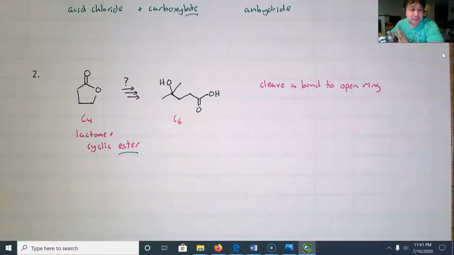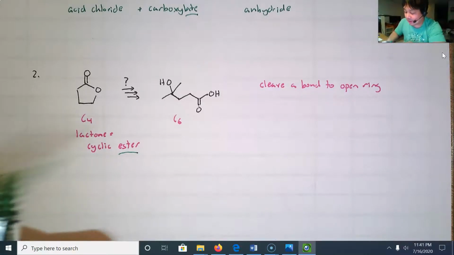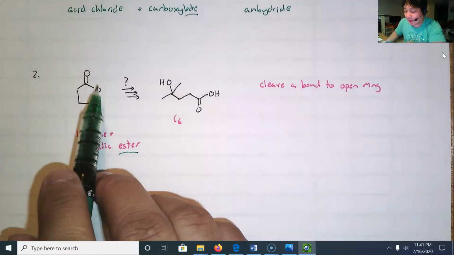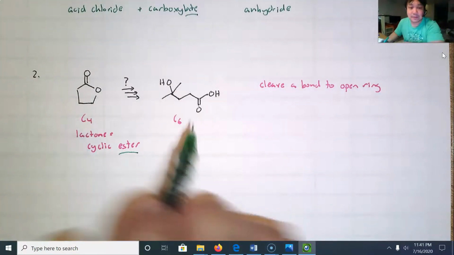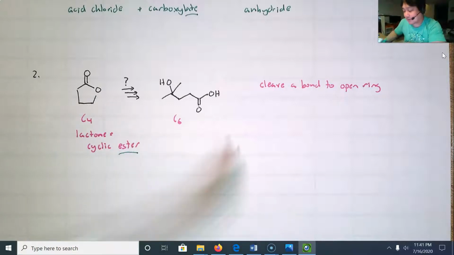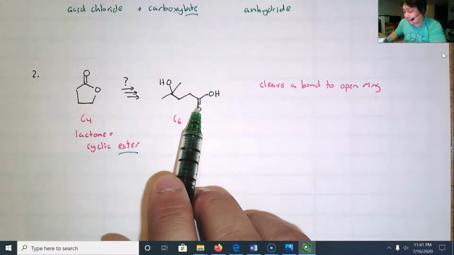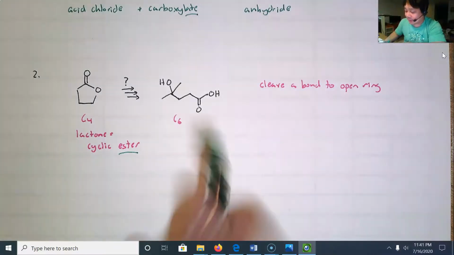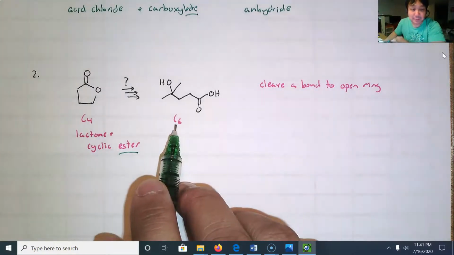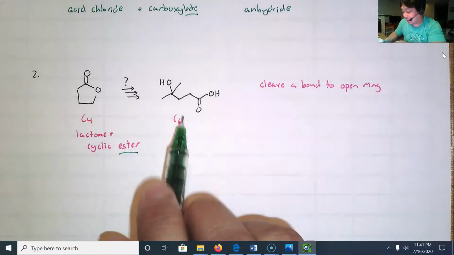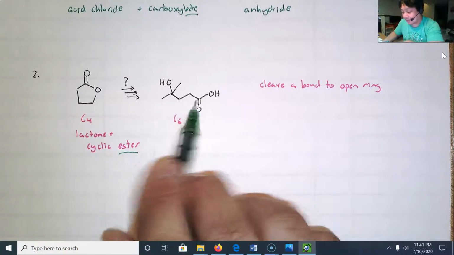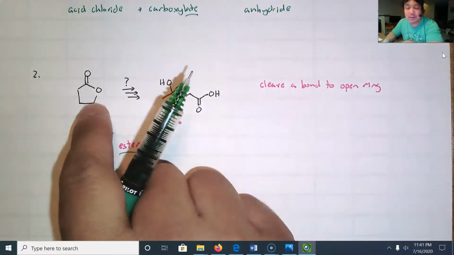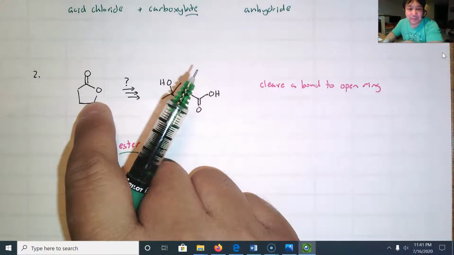I could do a reduction. If I do a reduction like lithium aluminum hydride, I will get a molecule that has 2 hydroxyl groups. And the problem is, well, first, I didn't add any carbons, so that's kind of a big problem. And the other problem is we have to oxidize one of the carbons. So probably we're not going to use lithium aluminum hydride to open up the ring.